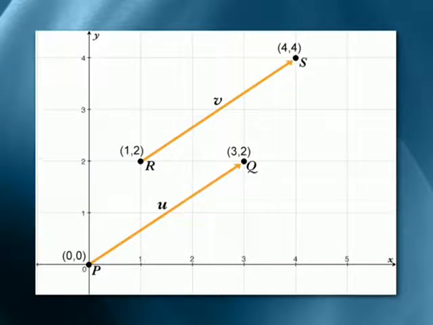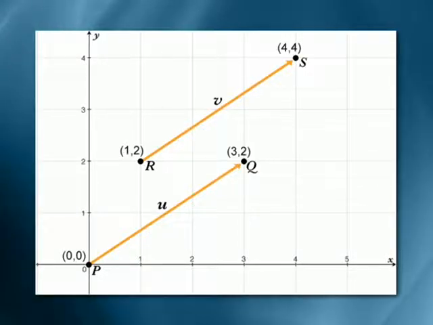Now, one of those vectors in that picture, PQ, started at the origin. Its initial point was at the origin. We call that standard position. And if you're in standard position, then the terminal point determines uniquely that vector. And so the coordinates of that terminal point are very, very important.